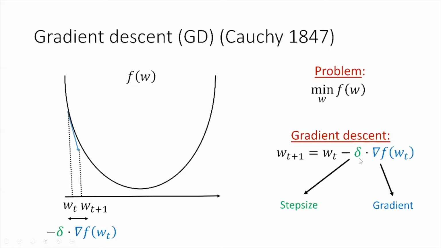minus a delta step size, which is called the step size delta, times the gradient direction. Okay, so this is gradient descent, and it's classical and of course very well known.